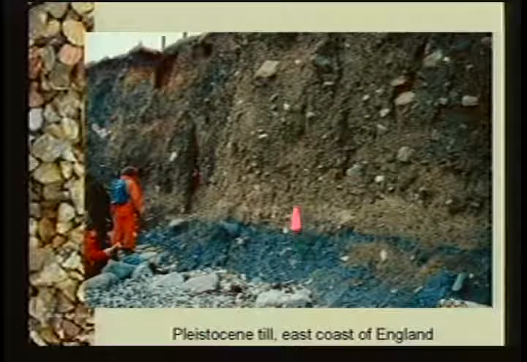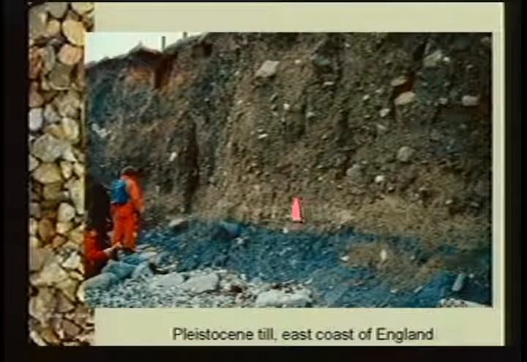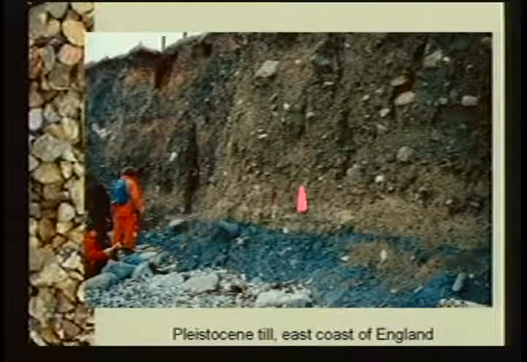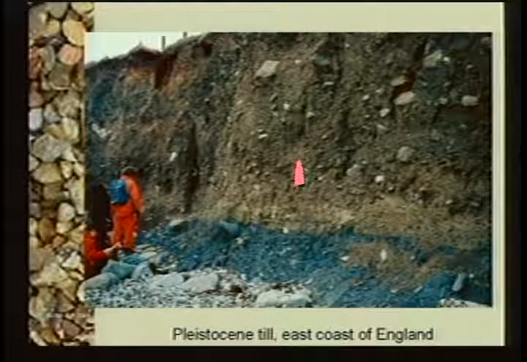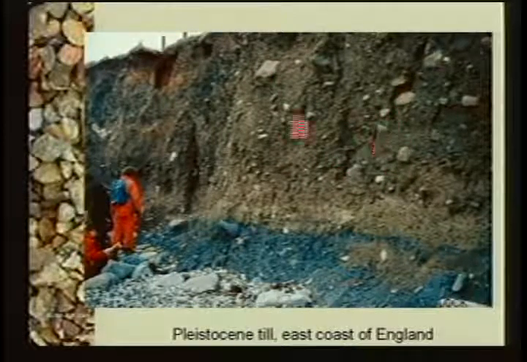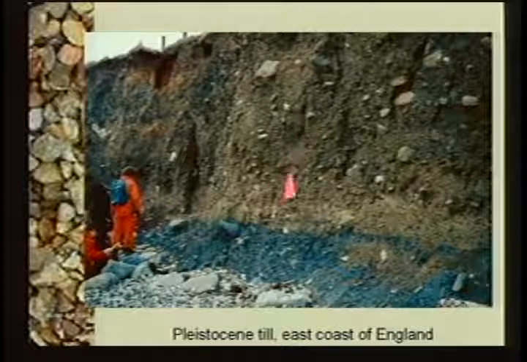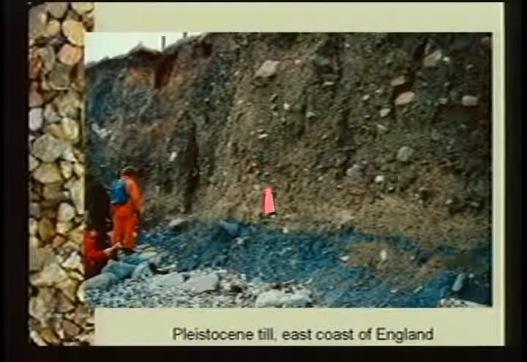Now, this picture was taken on the east coast of England. This is from the Pleistocene epoch, which is the one right before our current Holocene epoch. And this was during the last ice age. This is till. Look at some of the big boulders, as well as some of the finer stuff that's mixed in. It's not sorted. It was deposited right as the ice melted.